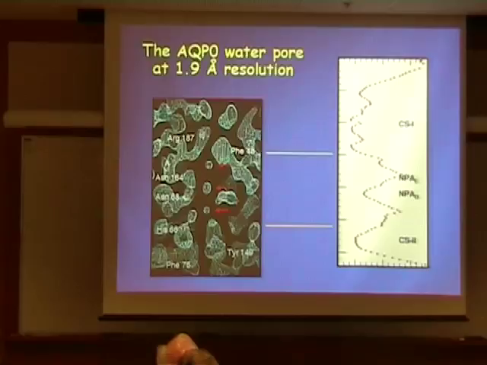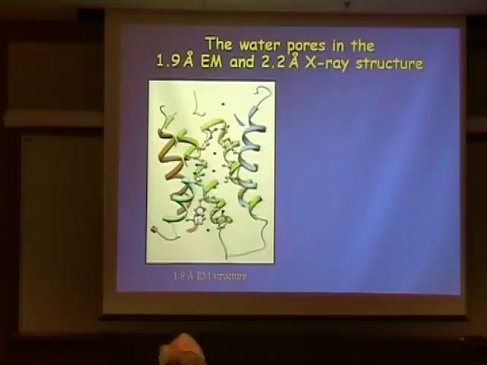Now, in a normal open water pore, you would have 7 to 9 water molecules all the way through the pore, and they're all hydrogen bonded. In this case, you only have 3 water molecules, and they're too far away from each other to form hydrogen bonds. To us, this means very strongly that in this particular conformation, there's not a lot of water conduction going on. So this is a very inefficient water pore, if at all functional. Again, this is a ribbon diagram. You have these 3 water molecules in the middle of the water pore, and then you have these big gaps between the central waters and this water, which is close to the bulk solution. This is very different from a normal open water pore.